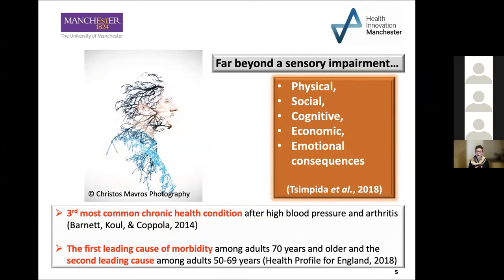So hearing loss is far beyond a sensory impairment because it has many physical, social, cognitive, economic, and emotional consequences and affects the quality of life. It is the third most common chronic health condition after high blood pressure and arthritis, and is the first leading cause of morbidity among adults 70 years old and older, and the second leading cause among adults 50 to 69 years old.